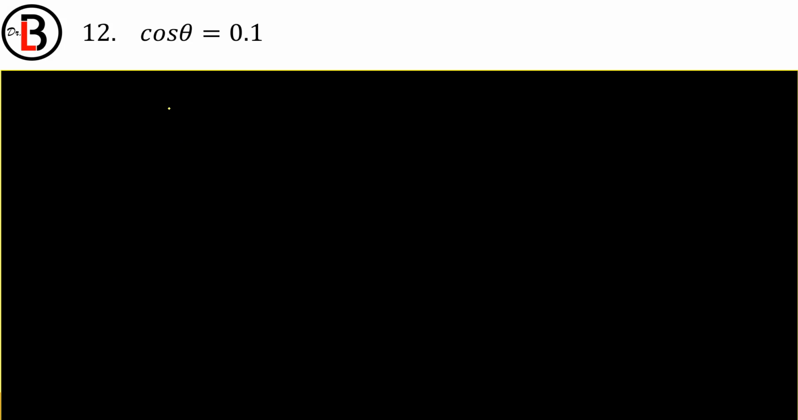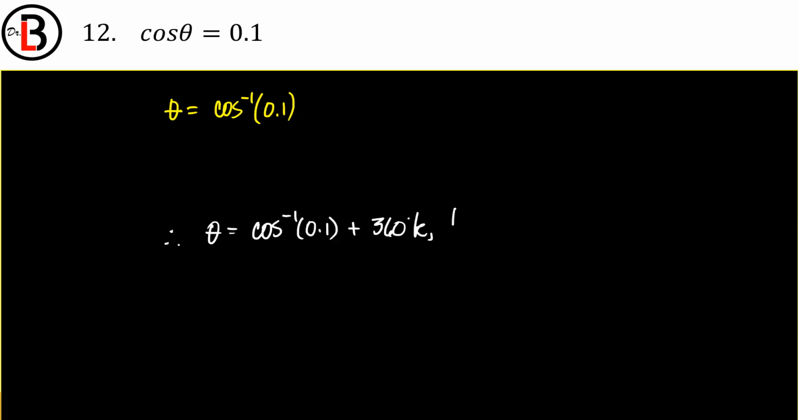This is not a special angle, so I can say simply arc cosine of 0.1. So you can say the answer is basically arc cosine of 0.1 plus 360 degrees k, where k is an element of integer. Because we don't have a special angle for this. If you want, you can solve. What is inverse cosine of 0.1?